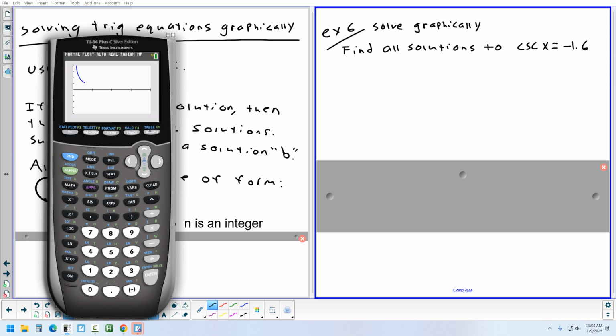Now let's look at the problem. 1 cycle should be a full U shape and a full N shape. Those are the answers we want to focus on. We're going to find the 2 answers in 1 cycle. That's exactly what you did in the homework last night. So second calc intersect.